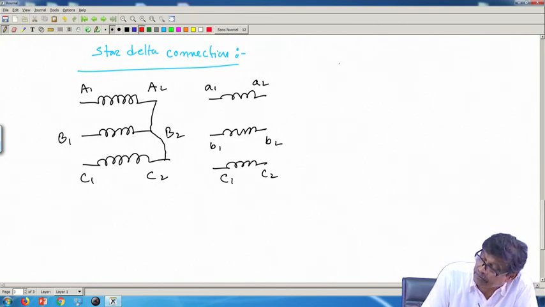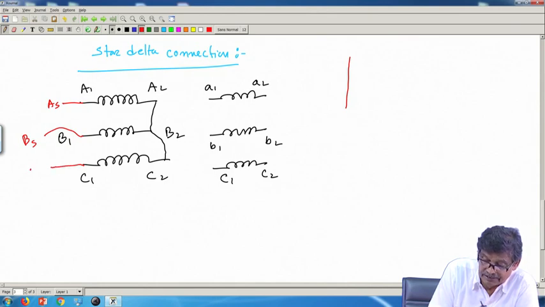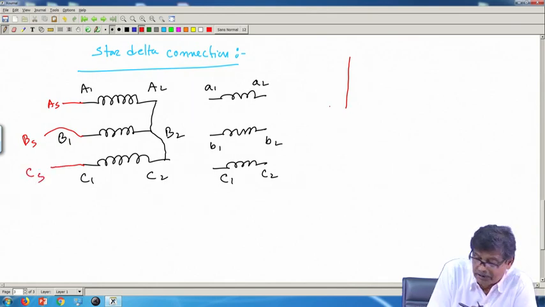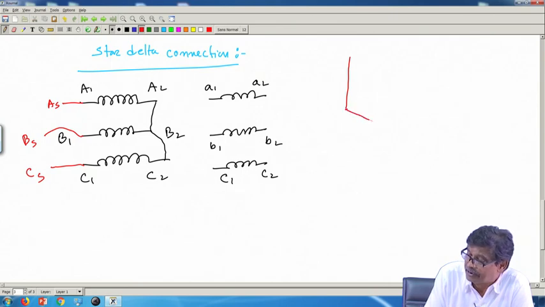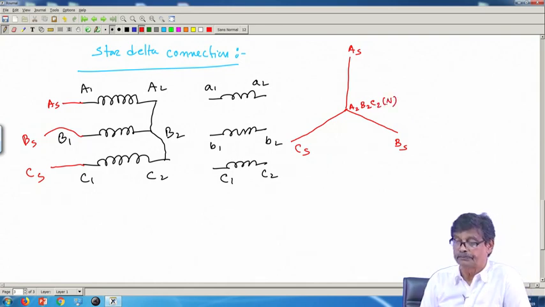So, I get the primary voltages as supply voltages. This is As, this is Bs, and an easier way of drawing, I am telling, Cs. So, the supply voltage is balanced. Draw As, Bs, Cs first, 120 degrees apart. And this will become the neutral, where A2, B2, C2 are joined, this is capital N. This is over.